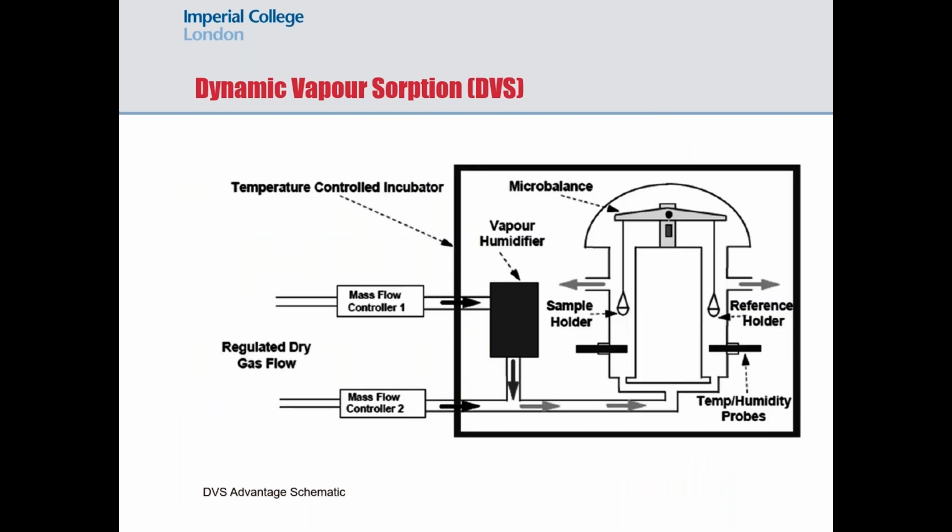This just gives you a simple schematic of the instrument. Our sample goes in here, typically 5 or 10 milligrams. We're going to flow humidified air over it: air comes into the instrument, it's humidified, and it passes over the sample. Some of the water molecules go into the sample, some don't, and we will see a change in sample mass. The more the mass increases, the more water has gone into my sample. So that's the idea of the experiment.